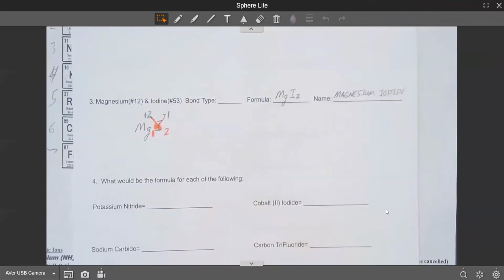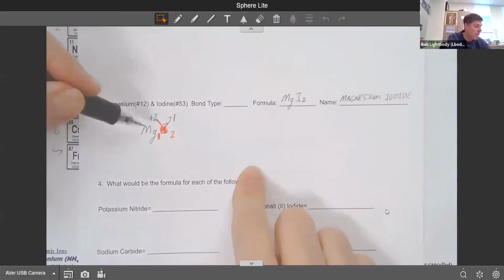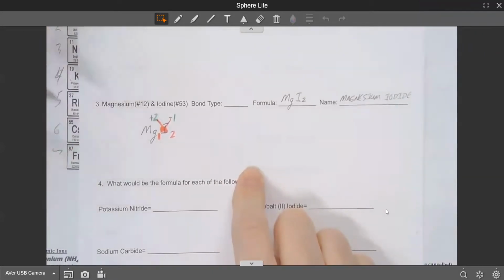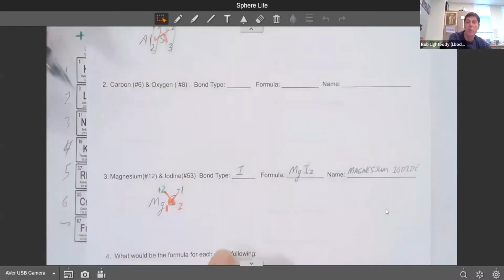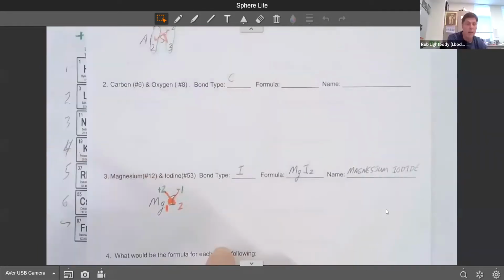Okay. Well, what would be the bond type? You haven't seen that. Bond type. If one of them is a metal and the other is a non-metal, it's always going to be ionic. And then there's covalent. We'll cover a third type too, but right now the only ones you are familiar with are ionic and covalent. If they are both non-metals, that's a covalent bond.